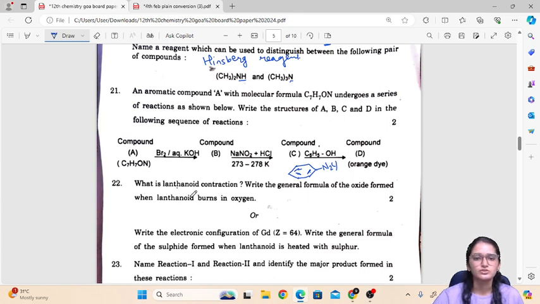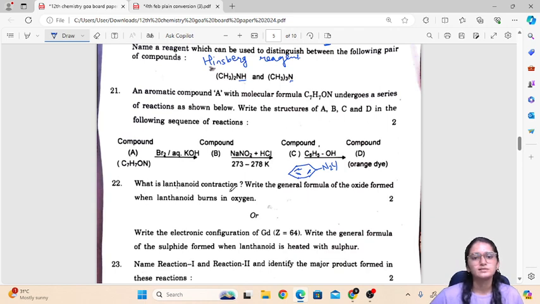So the next question is the 22nd, that is, what is lanthanoid contraction. Now this is one of the most frequently asked questions in past year papers from the D and F block elements. Lanthanoid contraction is related to actinoids and lanthanoids, that chapter, F block elements. We have seen that due to D and F orbitals, there is a contraction taking place in the elements which are there in those blocks.